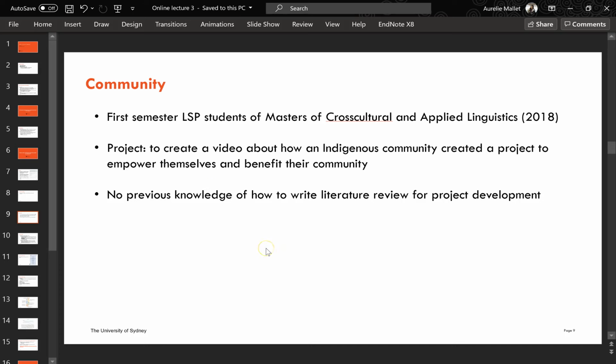So these students, the Language Society Empower students, essentially had no previous knowledge of how to write a literature review for project development. So this was something quite new to them. So they needed help with that. So that's again part of the issue here, that the students didn't have previous knowledge on how to do this.